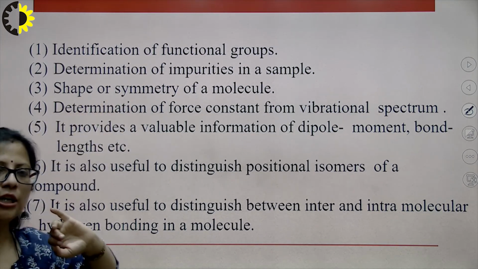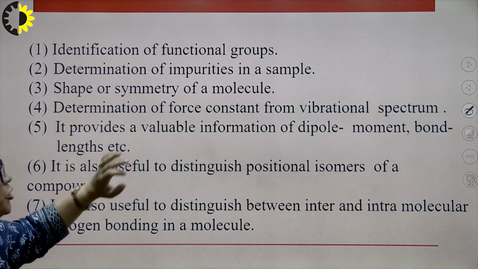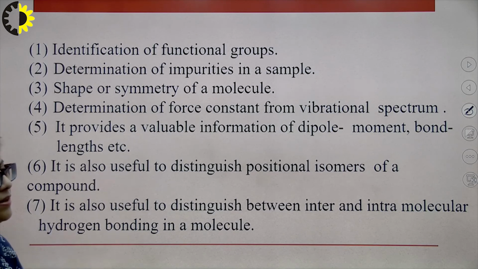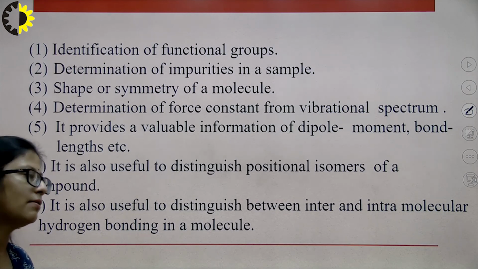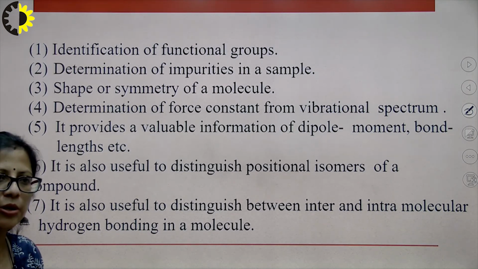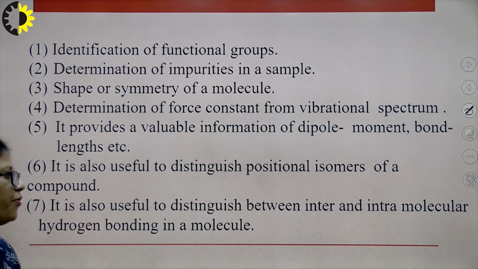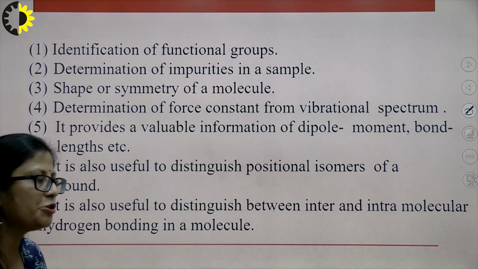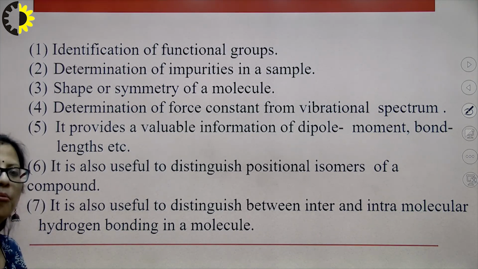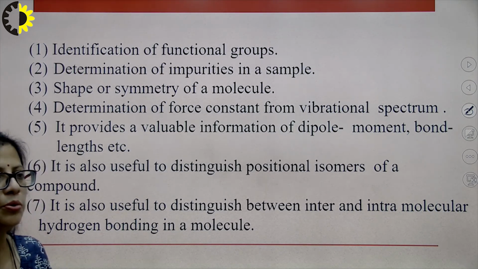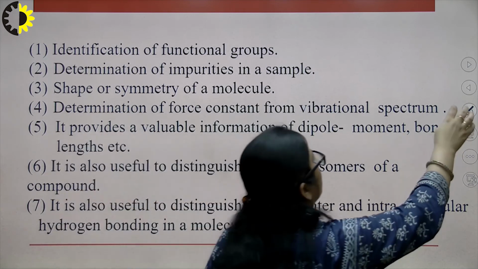The shape or symmetry of the molecule can be determined. The force constant can be determined from the vibrational spectrum, so the value of F can be calculated. It provides valuable information on dipole moment and bond length. Bond length can also be calculated. It is also useful to distinguish positional isomers of a compound. It can be used for distinguishing between inter and intramolecular hydrogen bonding in a molecule. Whether the hydrogen bond is within the same molecule or between two different molecules, we can find out through IR spectroscopy.